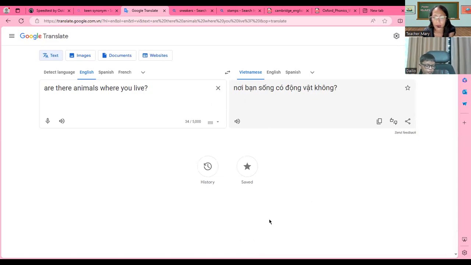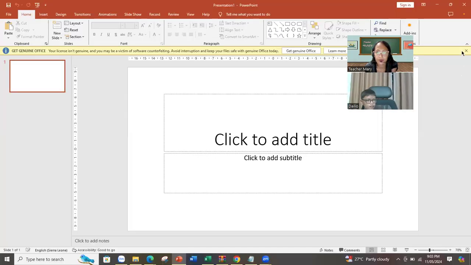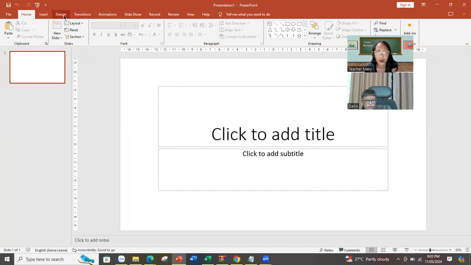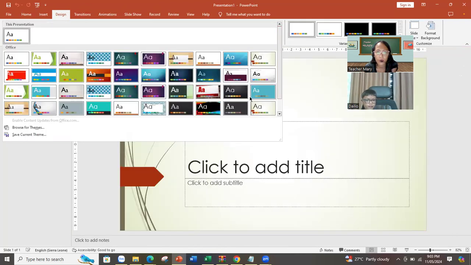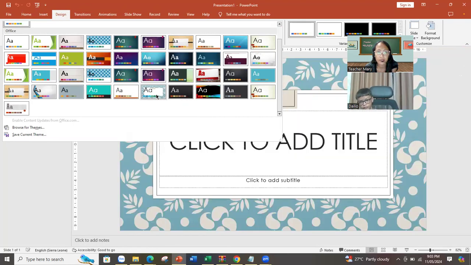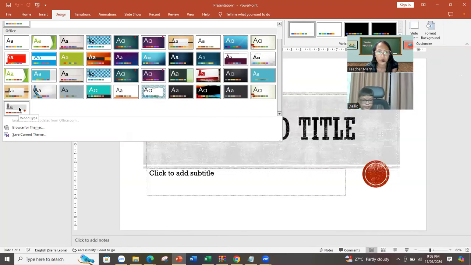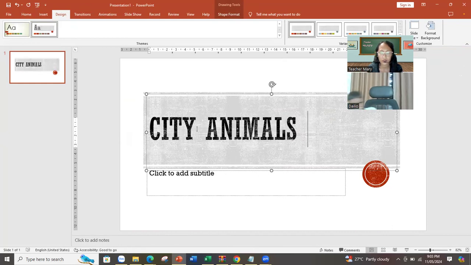Where do you want to make a mind map? PowerPoint or in the whiteboard? Fine. PowerPoint. Okay. So can you see it now? Yes. All right. So now we're going to make a PowerPoint about the animals in the city, right? Okay, so you're going to tell me all of the animals we can find or see in your country.